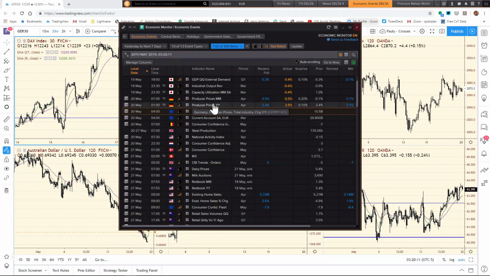And we did have German PPI earlier. As we go into the States, we're going to have the National Activity Index.